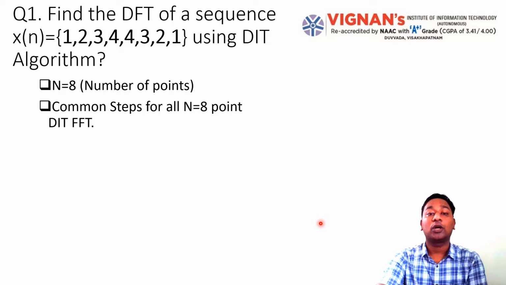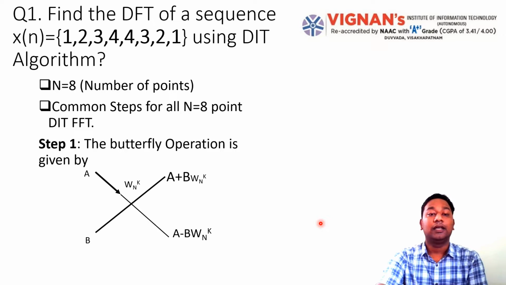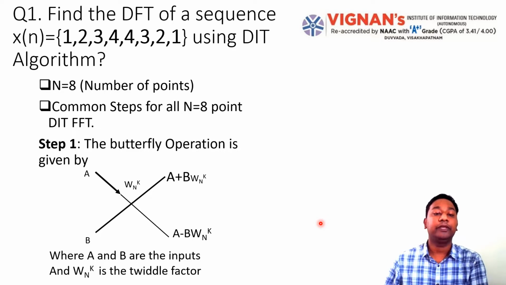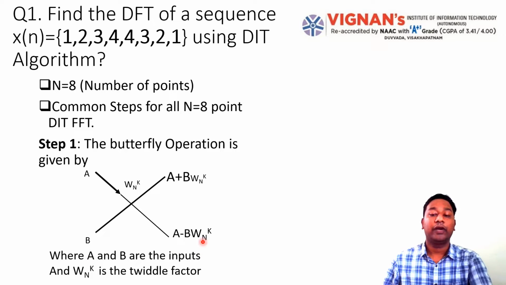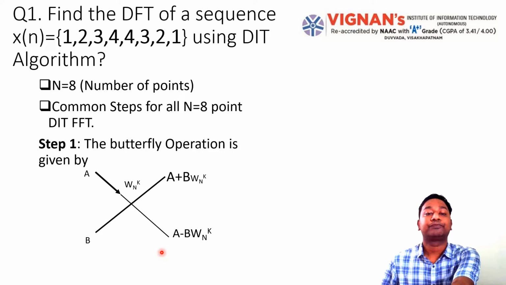Now, the common steps for all N equal to 8-point DIT FFT. First thing is the butterfly operation, that is a plus b omega N to the power k as well as a minus b omega N to the power k, where a and b are the inputs and omega N to the power k is the twiddle factor.